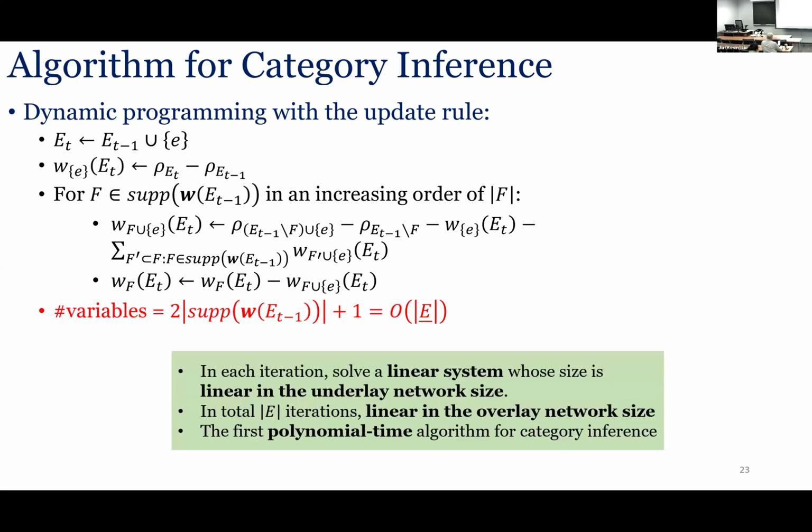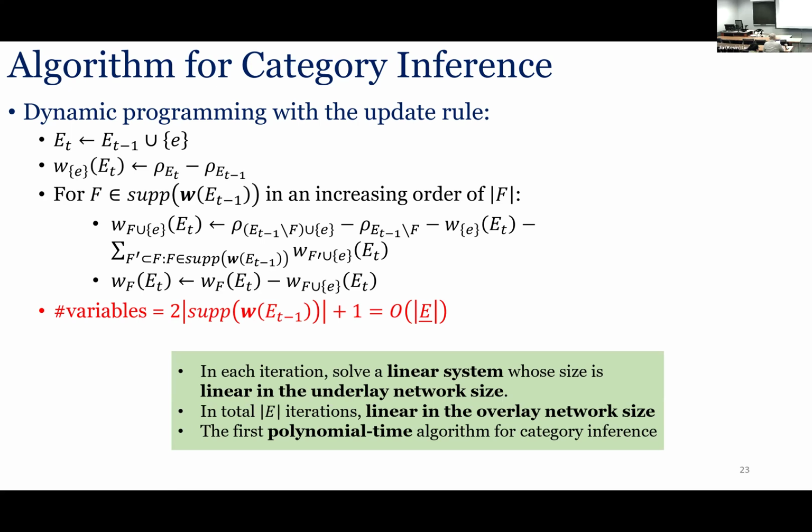I will skip the detail of the algorithm. This is essentially iteratively solving a sequence of linear systems. Each linear system has a size that's linear in the size of the underlay, and the number of iterations is linear in the size of the overlay because you are adding one tunnel at a time. So overall, that gives you a polynomial complexity algorithm to infer all the category weights, which can then be compared to a threshold to detect non-empty categories.